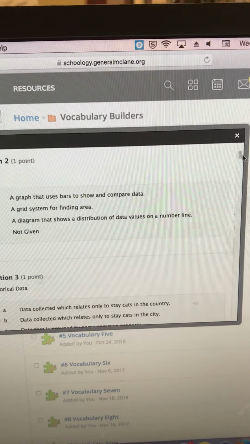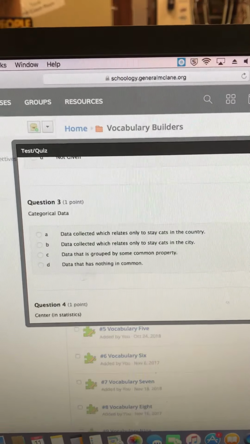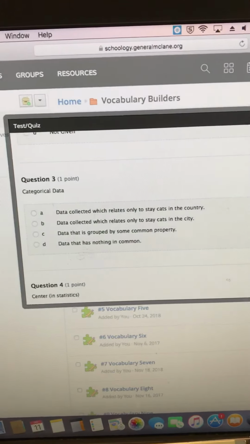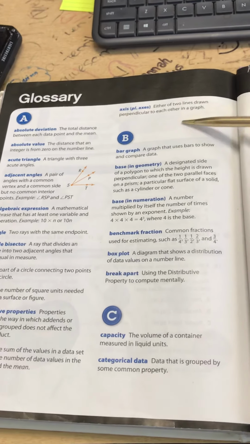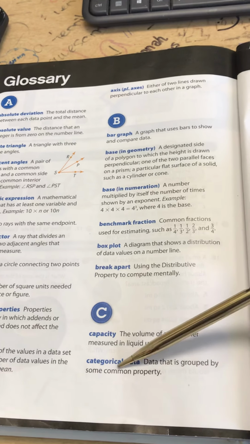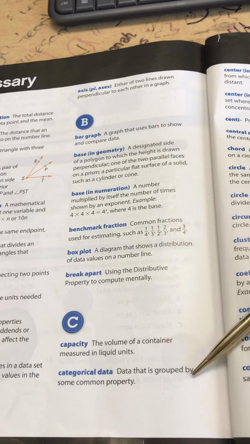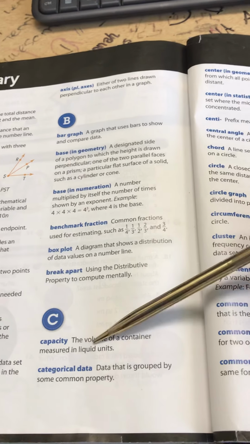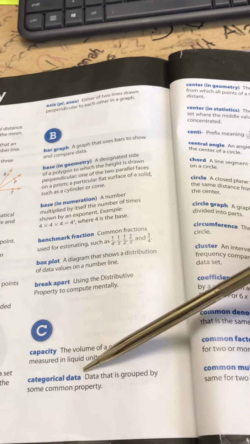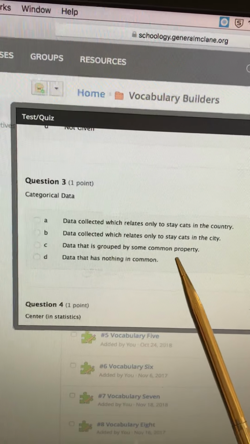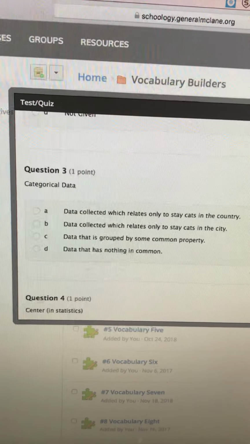I'll give you another example. Here we have categorical data. That's kind of crazy. I mean, that's a big word with a lot of information on it. So let's come down into the glossary. We're already at the B's, so we have C's, capacity, categorical data. Look at that. It's right there. Data that is grouped by some common property. So we're talking about data, and it's grouped by something in common. If we look at the definitions, sure enough, data that is grouped by some common property. So all you'd have to do is click on C.